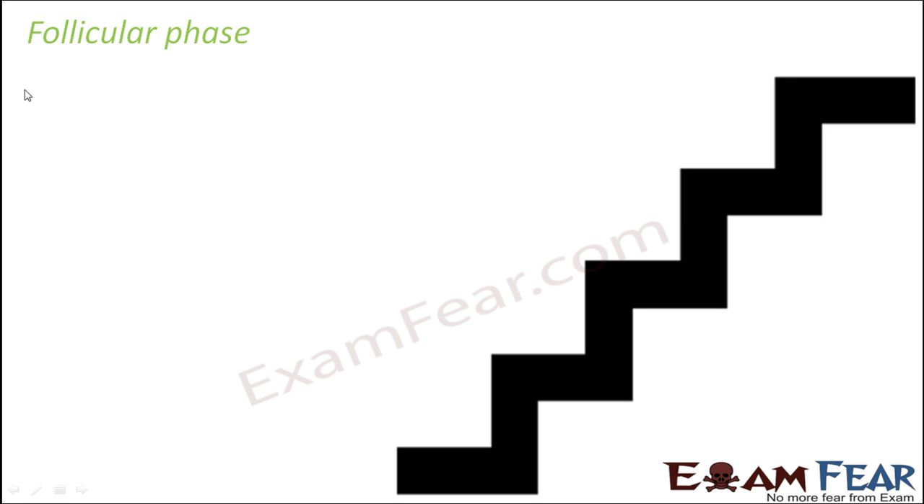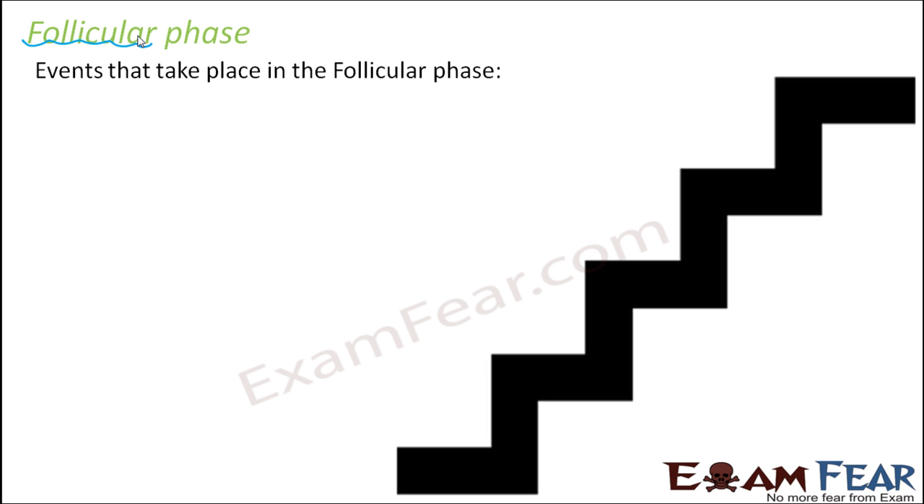Now the name itself says that it has something to do with the follicles. So let us see what happens in the follicular phase. The events that take place in the follicular phase are follicular growth, that is the growth of the follicles. Now where do we have these follicles? Just to remind you, when I talk about the follicles, I am always talking about the ovary. The follicles are present inside the ovary. You remember the primary follicle, then secondary, then tertiary, then Graafian follicle, and then the Graafian follicle ruptured to form the eggs. That is how ovulation occurred.